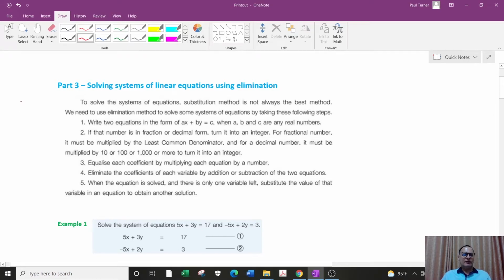Welcome back. This is part three. It's on solving systems of linear equations using this method called elimination. Eliminate means to get rid of something. This section here gives an outline of the procedure, and we'll do some examples to see what actually is happening here. You can read this section yourself.